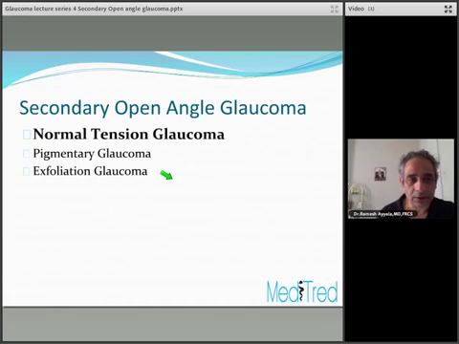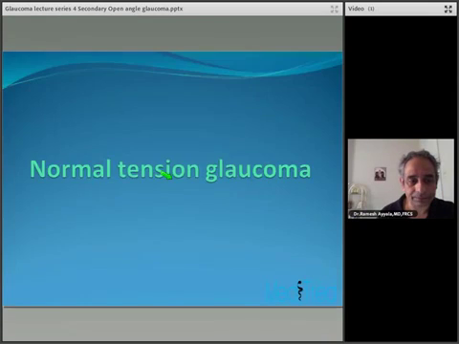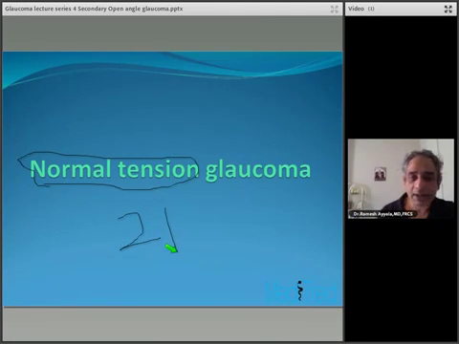We'll start off with normal tension glaucoma. As the name indicates, these patients have intraocular pressures which are normal. Abnormal intraocular pressure, we discussed in the past, is 21. So anything below 21 millimeters of mercury with glaucoma-related optic nerve damage is called normal tension glaucoma. Pretty simple, right?